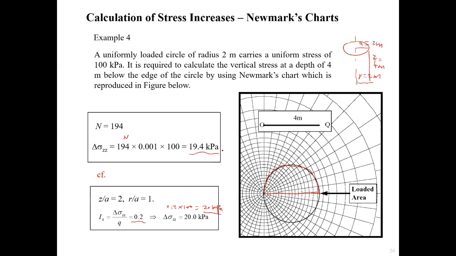Which means both methods are valid. Either based on the Newmark's chart or based on the circular loading area and design chart method, we get a similar result. Both are valid. So that's the Newmark's chart method.